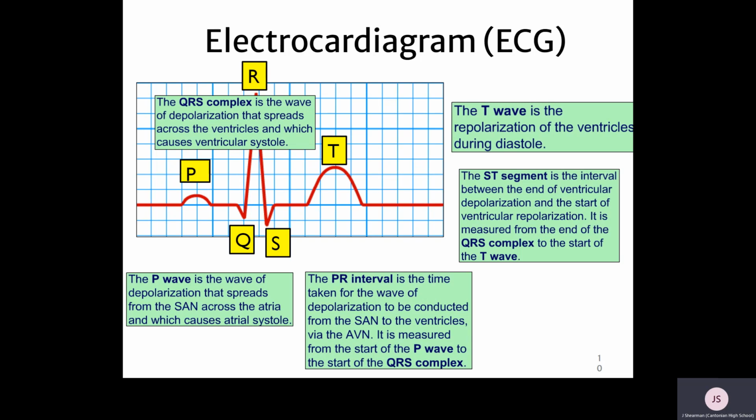And then you could perhaps do another one and just label bits that are showing depolarization and bits that are showing repolarization. You don't have to remember it in quite this much detail, but you do need to remember which bits involve the atria and the ventricles, and which bits involve contraction and relaxation of the heart. Okay, I'm now going to move on, so you need to pause the video now.